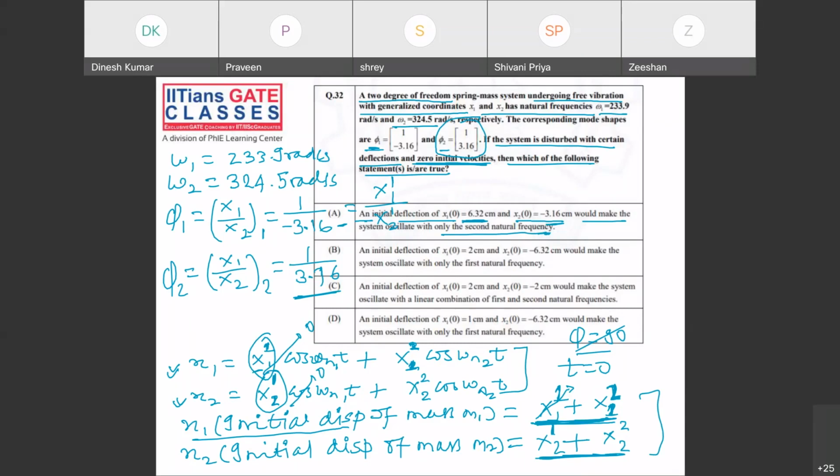Anyone has any doubt in this? So what we have to do, from every option we have to find our modes phi1 and phi2. Those should be satisfied.